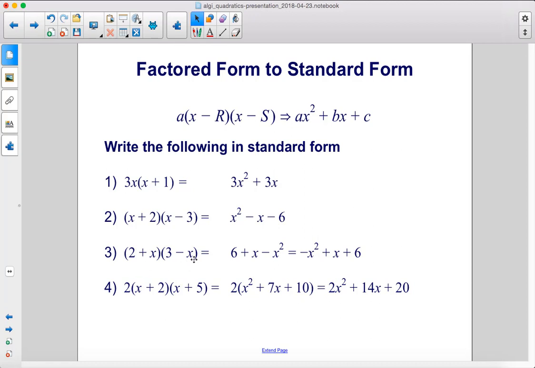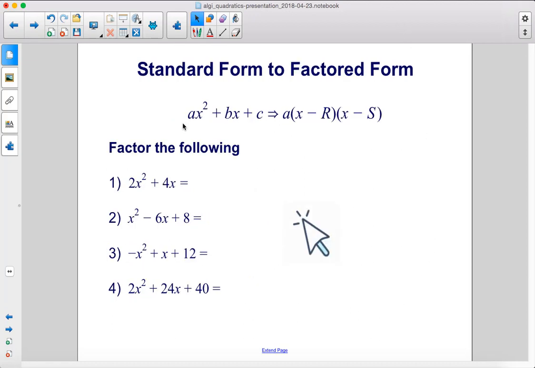Here, we could use FOIL again, and we get negative x squared plus x plus 6. And here, we can multiply this together using FOIL and then multiply the whole thing by 2, and we get 2x squared plus 14x plus 20. We can also move the other direction and go from standard form to factored form.